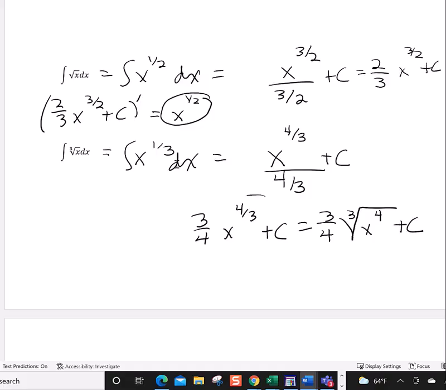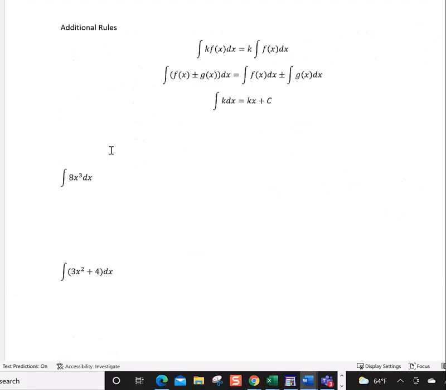I think I would leave it here as this first one, but you can write it either way. Of course, there are more rules, but these rules are kind of nice and I think kind of intuitive. I think you would do it even if I didn't talk about it. So the first one is just what happens with a constant.